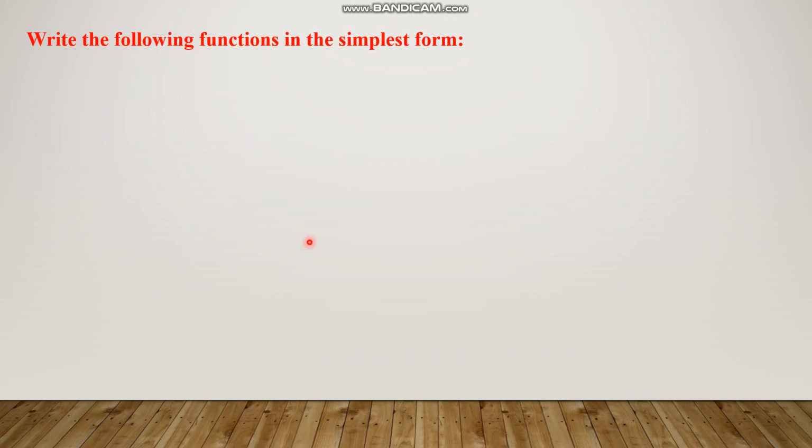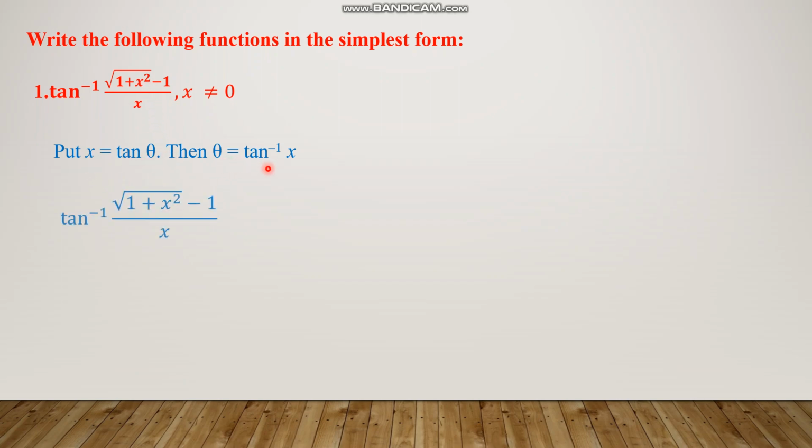So this is the next type of problem. This is also one of the important types. You have to write the functions in the simplest form. What we have to do is simplify the question to a simplified form. There are 2 to 3 ideas. One method is, as we know, substitution, and some of the problems can be simplified without substitution also. But for this problem, we have to substitute. We will put x is equal to tan theta. Then, as we know, theta is tan inverse x. So the problem will become tan inverse of root of 1 plus x square minus 1 by x.